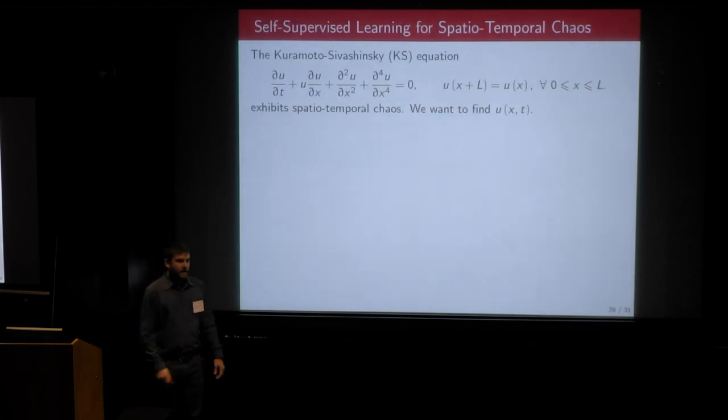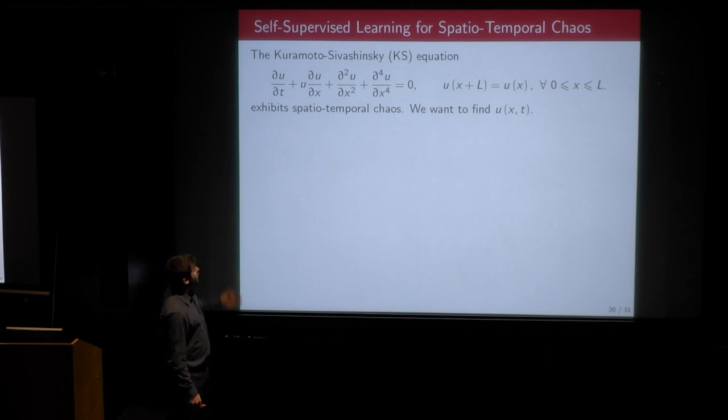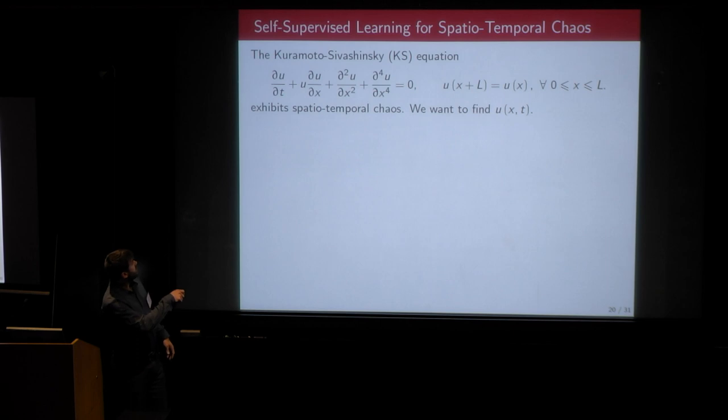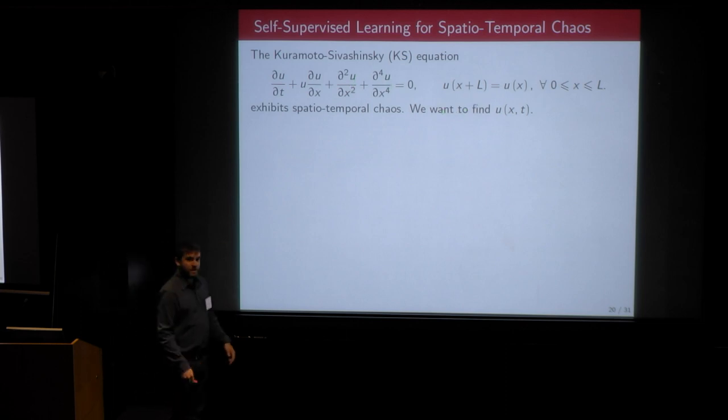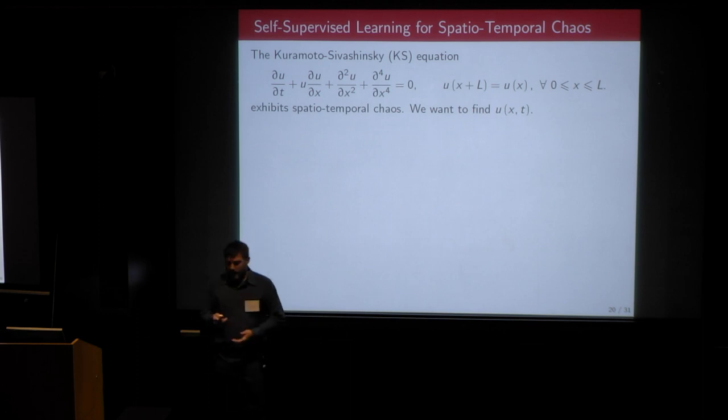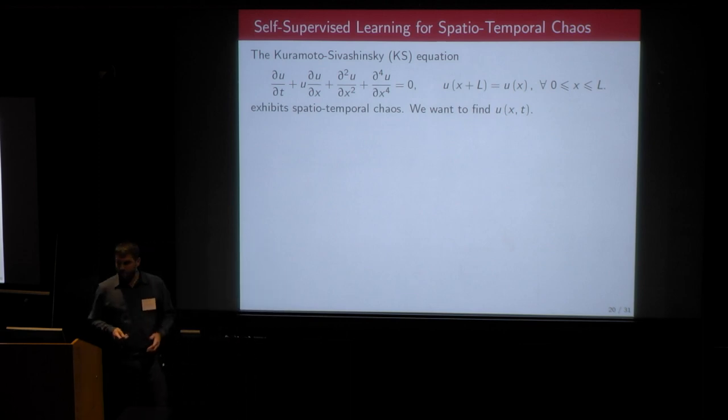All right, so one of my only equations in this whole talk is this Kuramoto-Sivashinsky equation. So this is a nice equation. You're going to try and find u of x and t, and you've got a time term, a Burgers-like nonlinearity term, quadratic nonlinearity. You have a second-order term and a fourth-order term in space, and periodic boundary conditions. And this equation exhibits spatiotemporal chaos, and it's much easier than turbulence.